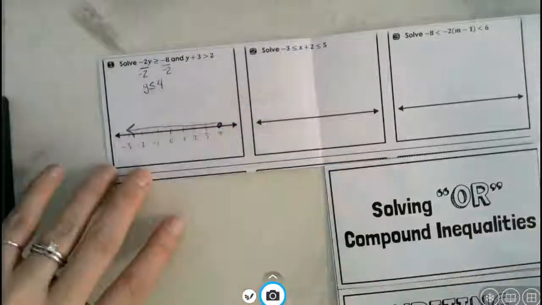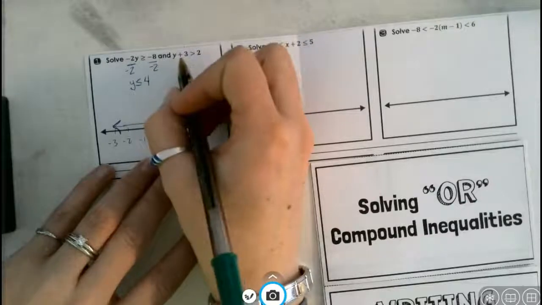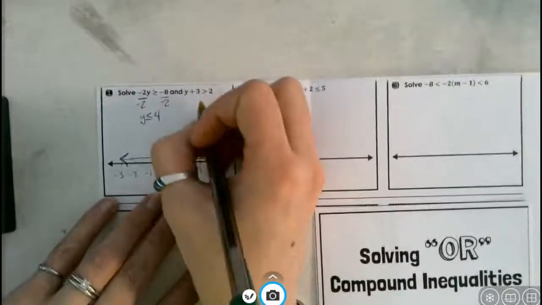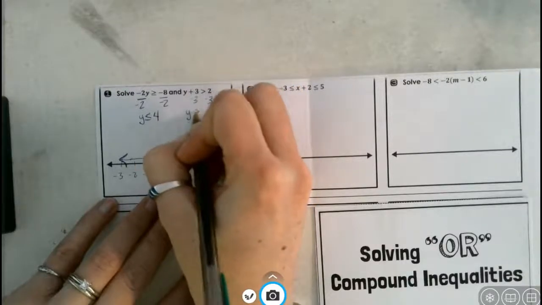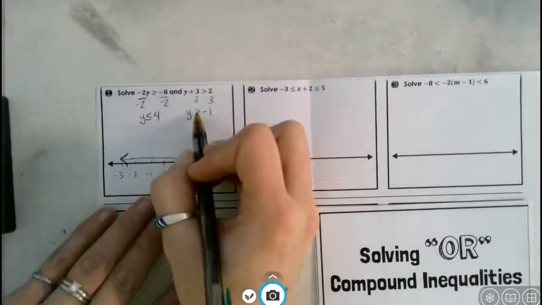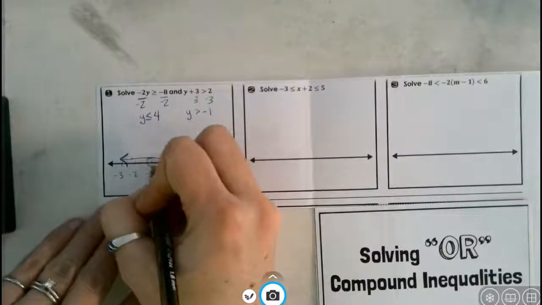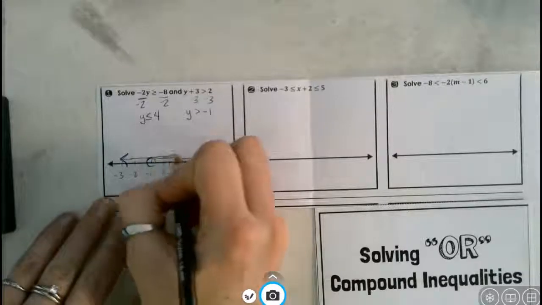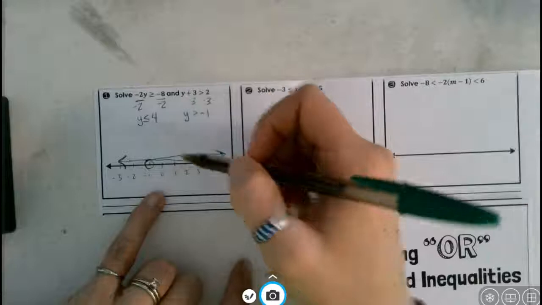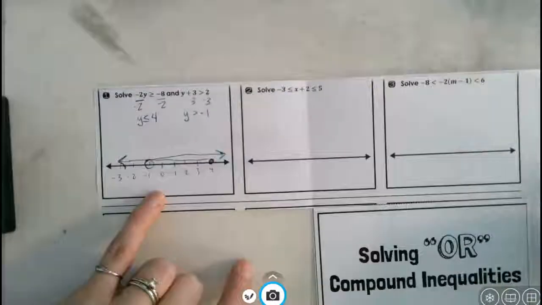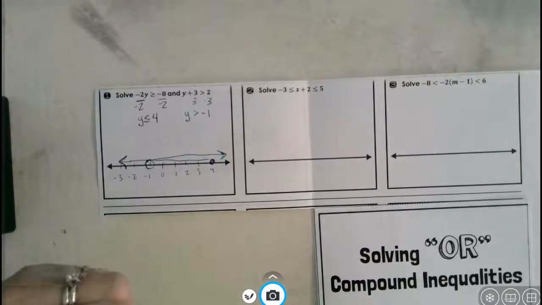Now I'm going to use a different color, green, and solve for this one. I see I'm adding here, so to undo that addition, I subtract 3 from both sides. So I have y is greater than negative 1. Here I have an open circle at negative 1 since I don't have an equals, and I'm shading to the right. Since this was an "and" statement, I want to mark wherever my graphs overlap. The "and" is the overlapping piece.